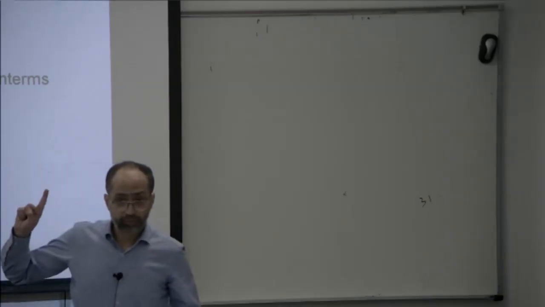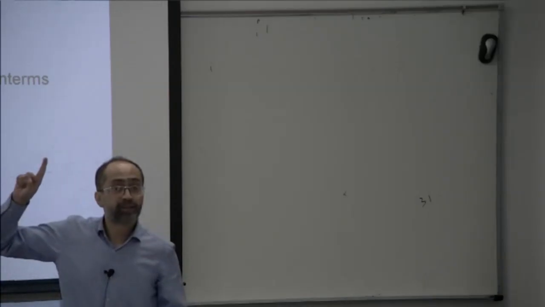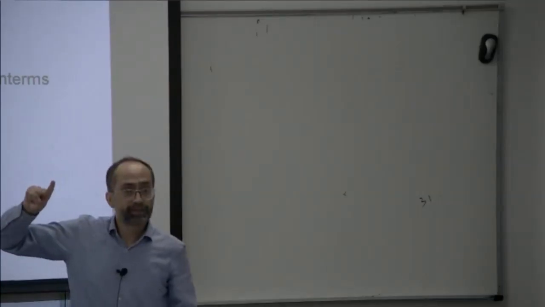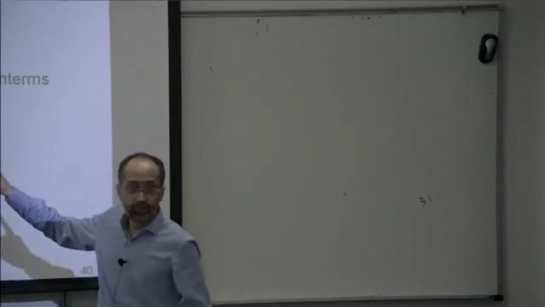So what is a canonical form? A canonical form is the sum of the min terms. It's a unique form of representing something. Min terms are the product terms. A, B, C bar is a min term. A bar, B, C is a min term. So min terms are product terms.